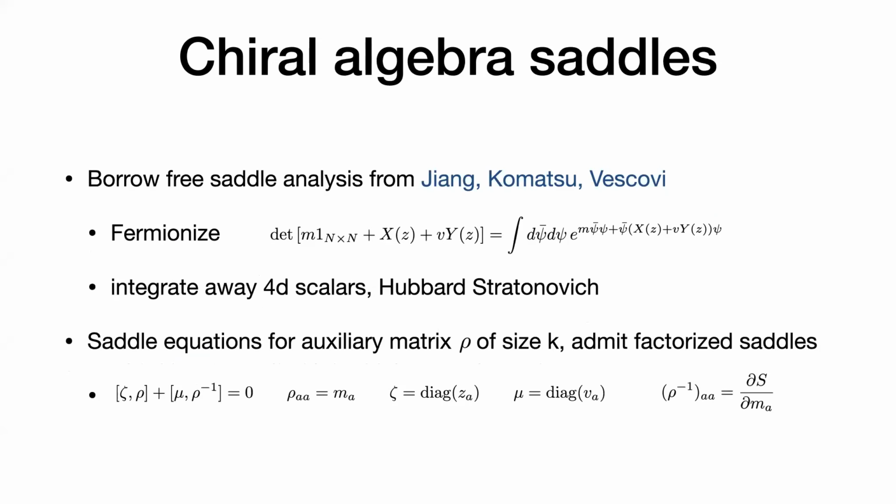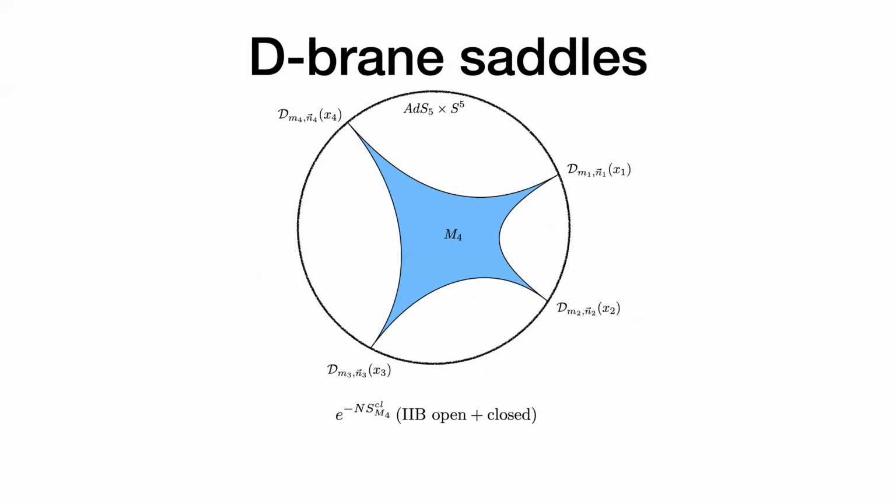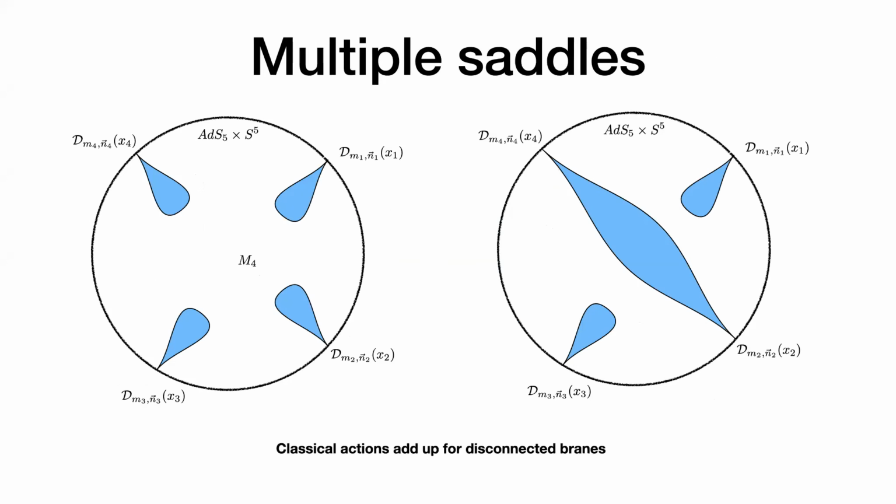Anyway, part of the reason we looked at this was a beautiful work by Jiang, Komatsu, and Vescovi. In this work, they studied the classical saddles of the correlation functions of determinants, the Lagrangian saddles of the correlation functions of determinant operators for free N=4 super Yang-Mills theory. What I found fascinating is that the existence of multiple saddles and their connectivity properties were already manifest in the free gauge theory.